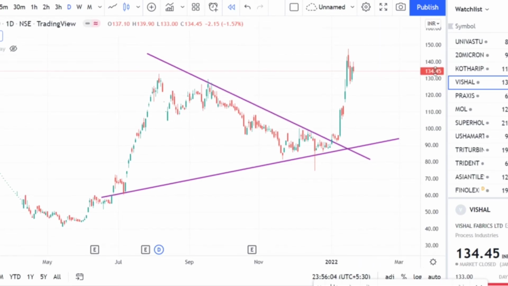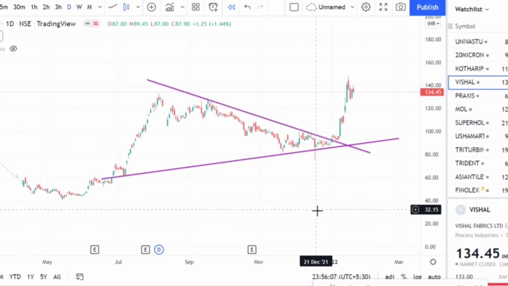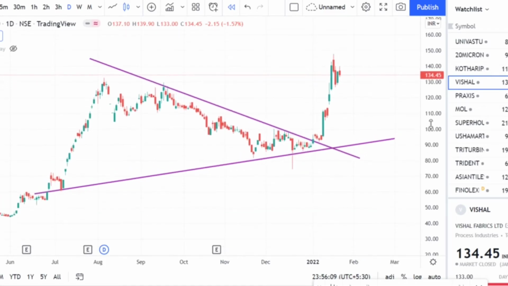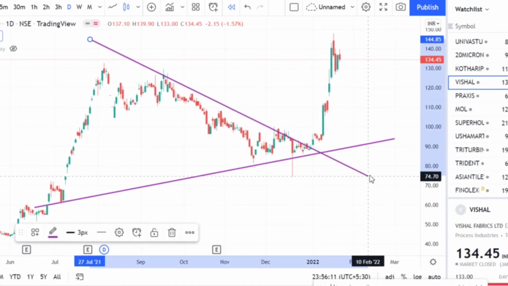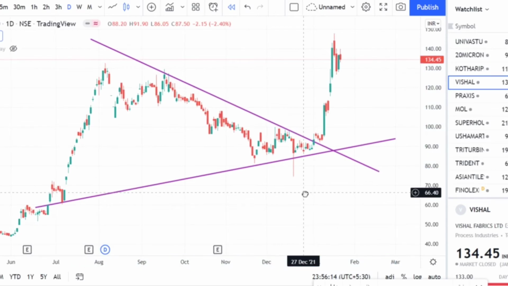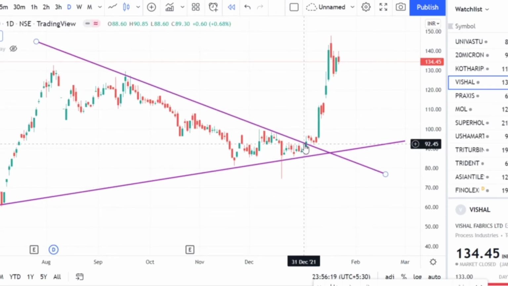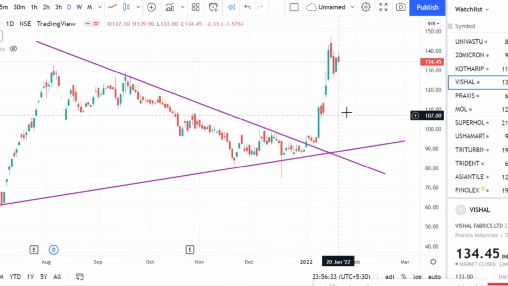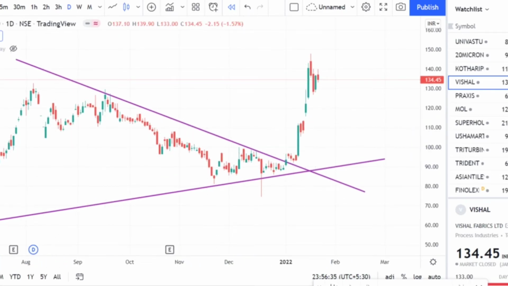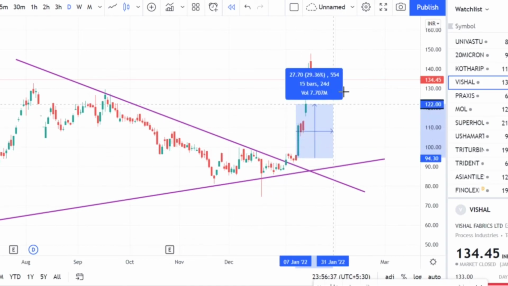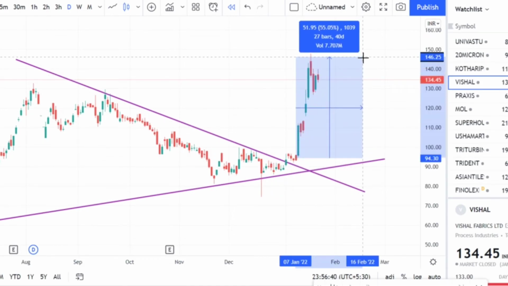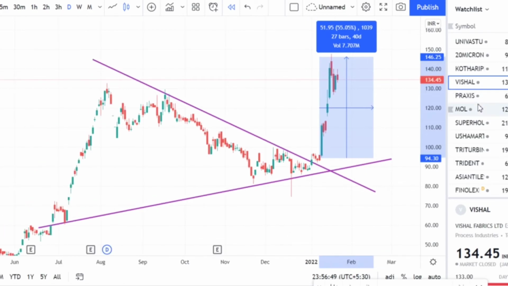Okay, that was also an easy one. The pattern gave a breakout and then gave a retest and then gave a good momentum, right? And the momentum was of 51 rupees, which was 55% of your capital invested, guys. That is also a very good opportunity. That could have been a very good opportunity.